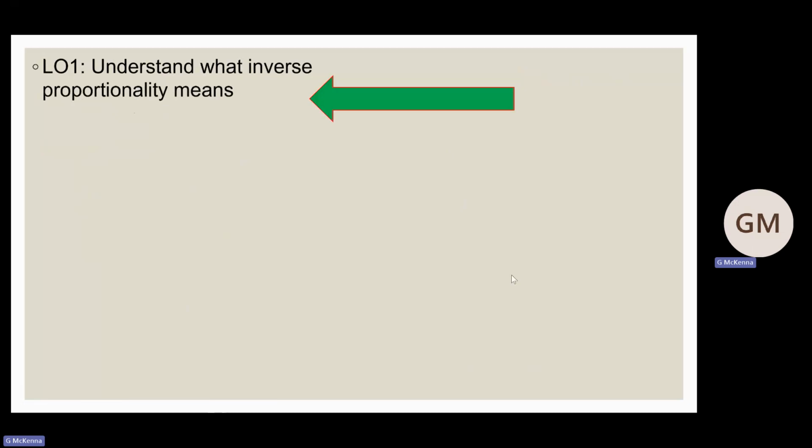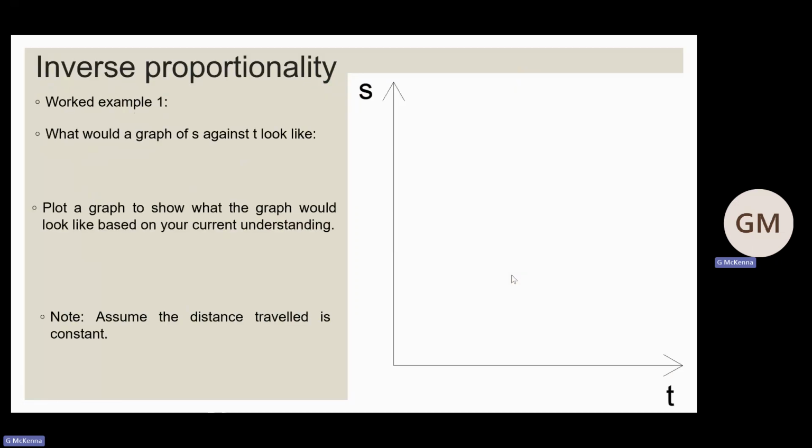And hopefully after those slides, you now have an understanding of what inverse proportionality means. And we've gone through those calculations to be specific as well. Now the second thing we'll look at is some of the graphs involved. So let's look at worked example 1. What would a graph of speed against t, time, look like?